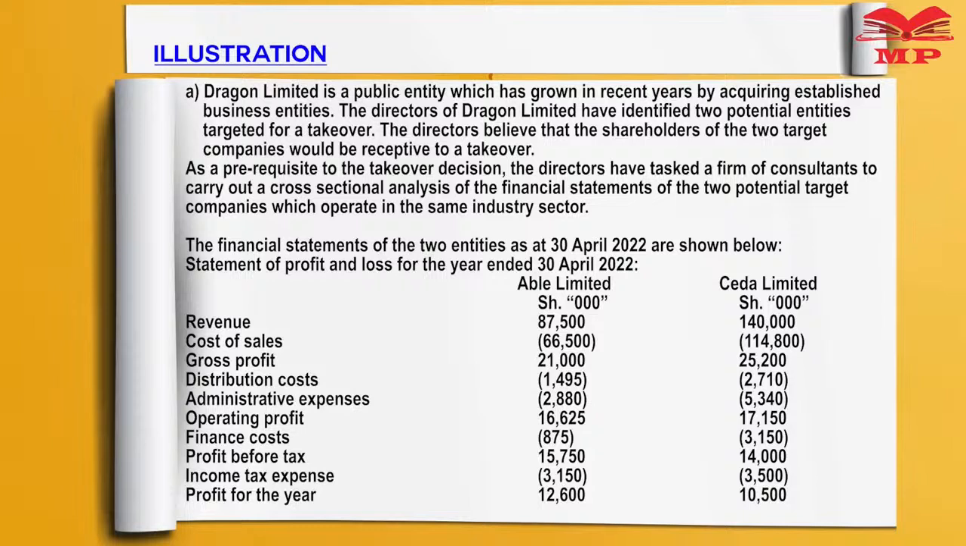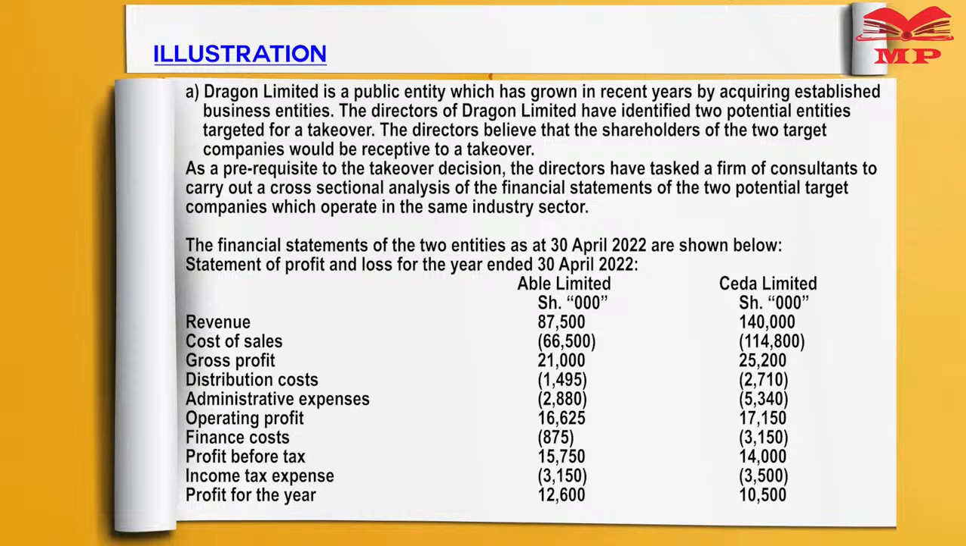So the question reads, Dragon Limited is a public entity which has grown in recent years by acquiring established business entities. The directors of Dragon Limited have identified 2 potential entities targeted for a takeover. The directors believe that shareholders of the 2 target companies would be receptive to a takeover.